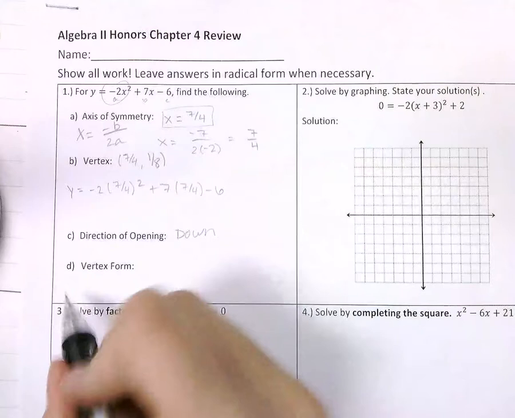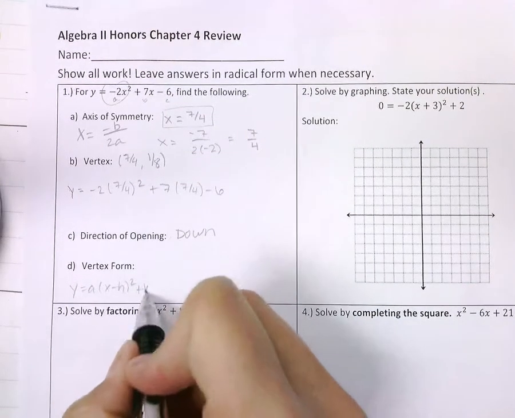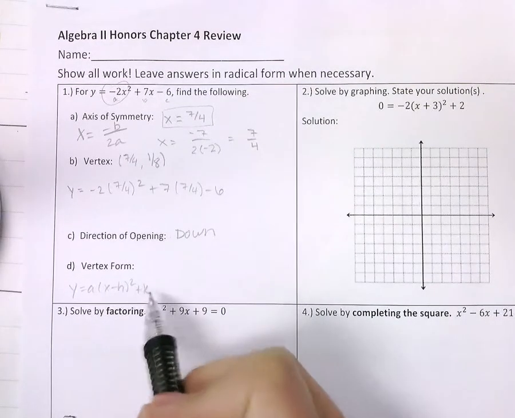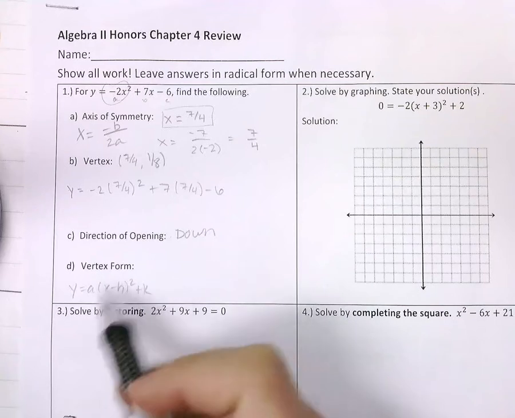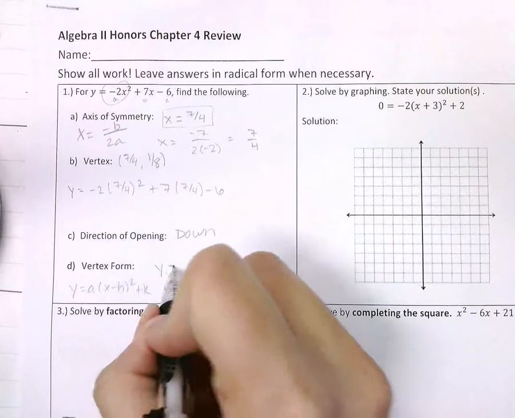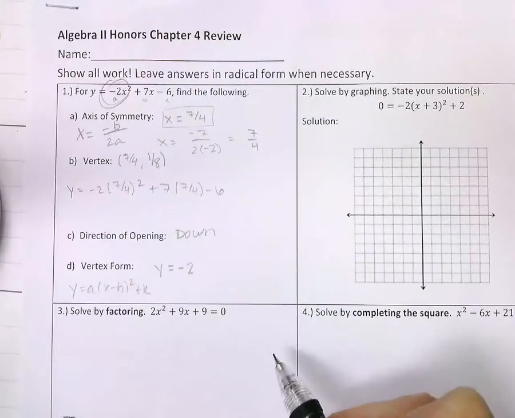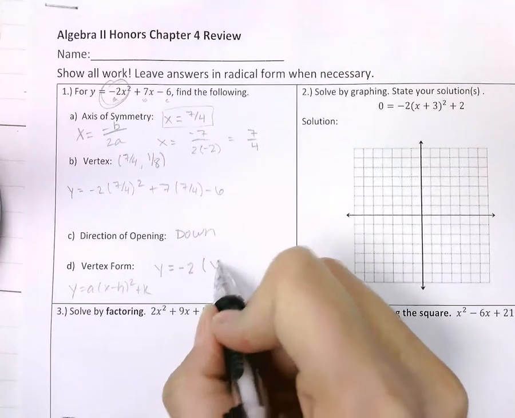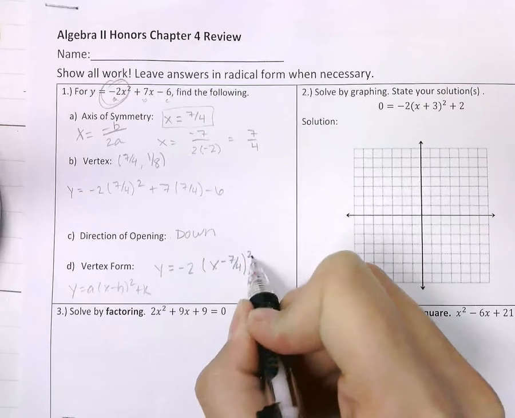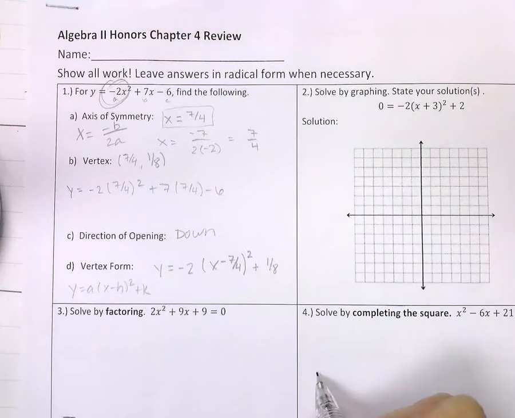Okay, vertex form, that's another thing you have to memorize. H is representing the x-coordinate of the vertex, K is representing the y-coordinate of the vertex, and then A is the same A that's in the original question. So y equals, A we said was negative 2, this one up here, parentheses, x minus h, which we said was 7/4. We're going to square that and then add k. Yes! Okay. Did it.